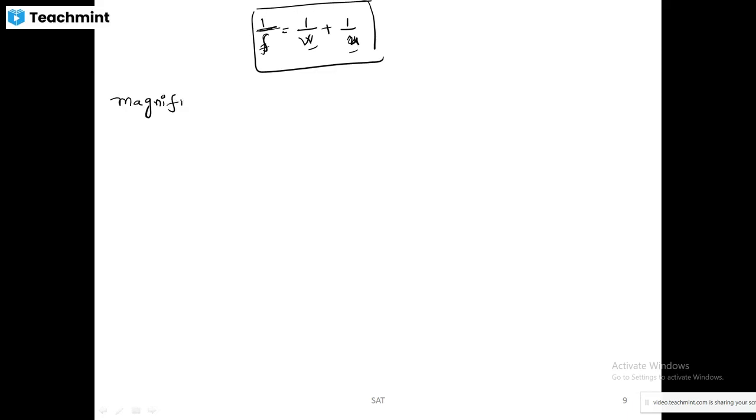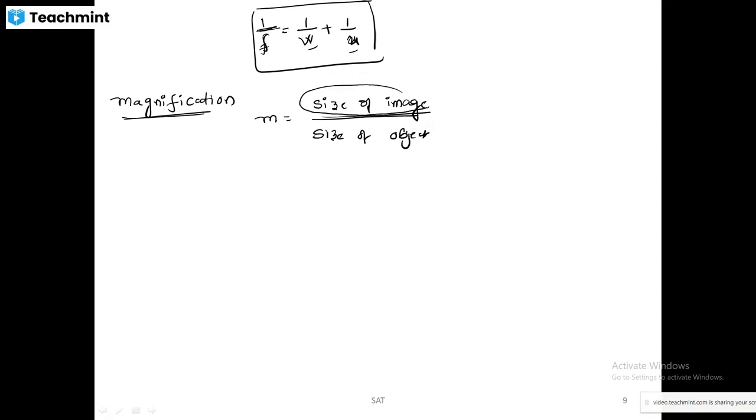Next, magnification. What is magnification? Magnification is represented by m. We need to compare the size of the image with respect to the size of the object. If the size of the image is greater, that is a high value compared to the object. That's why it is presented as size of the image by size of the object. So we compare the size of the image with respect to the object. That is called magnification.